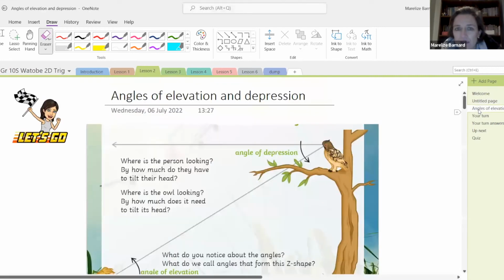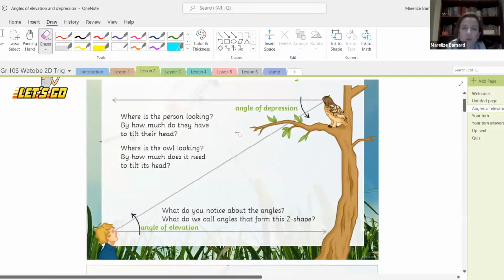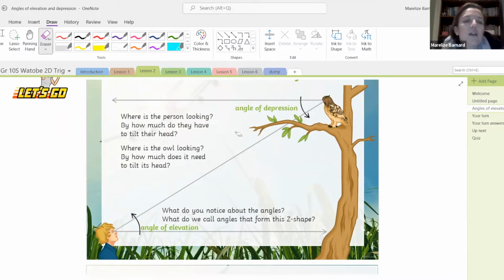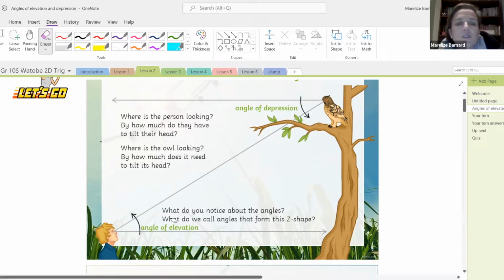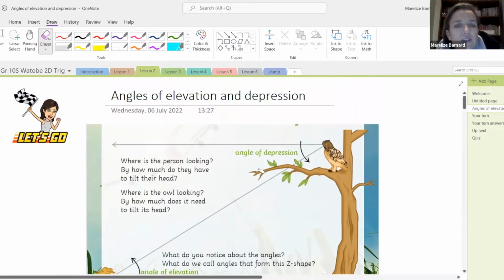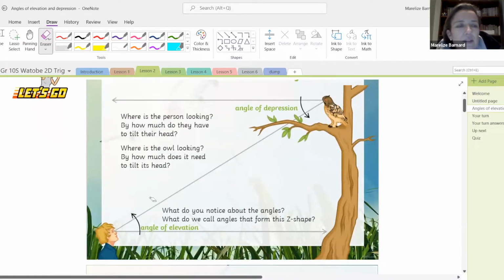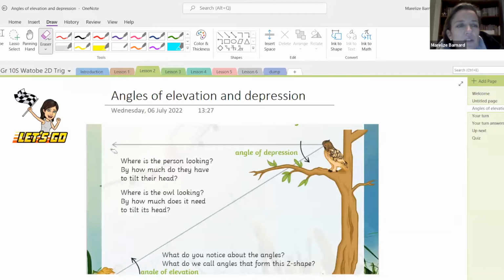Right. Let's see. Angles of elevation and depression. Is there anyone who can tell me in their own words what an angle of elevation and an angle of depression is? Sure, you can look there and read, but I was wondering if anyone wants to put it in the chat for us or wants to put their hand up. Monica's hand is up. Monica, go for it. Tell me, what is an angle of elevation and depression?